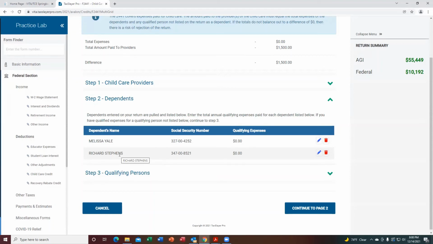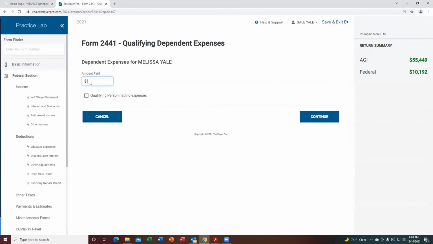Now you notice Richard Stevens appears here because of the situation that he's totally and permanently disabled. However, we don't have any information on him as far as any type of care. Okay, so for him, we're just gonna show that we don't have any expenses for him, and it's proper to do that so that we don't leave him blank. So Melissa was the only one that had any care. So we go under the edit for Melissa. And we're gonna enter the amount. And we continue.